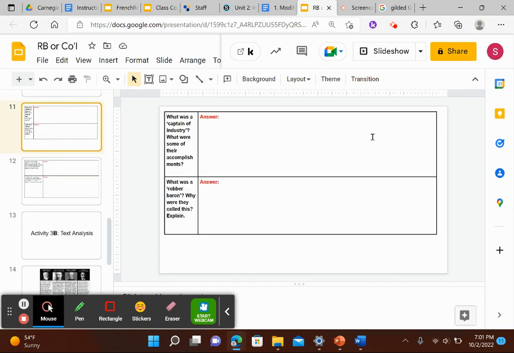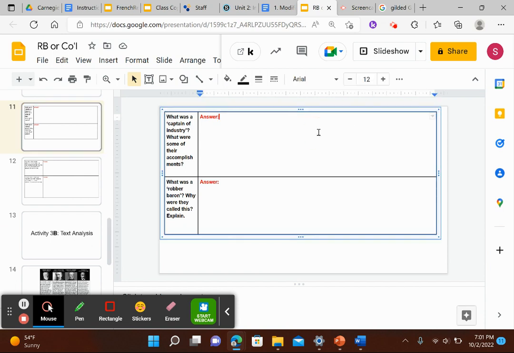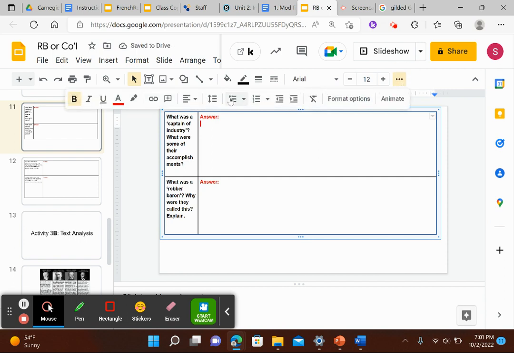So, let's go to this next one here. What was a captain of industry and what were some of their accomplishments? So, let's go ahead and put a bullet in there. All right, they were industry leaders. They provided jobs and a living for workers, and they were philanthropists, which meant that they donated money to lots of different things like charities, nonprofits, etc. All right.